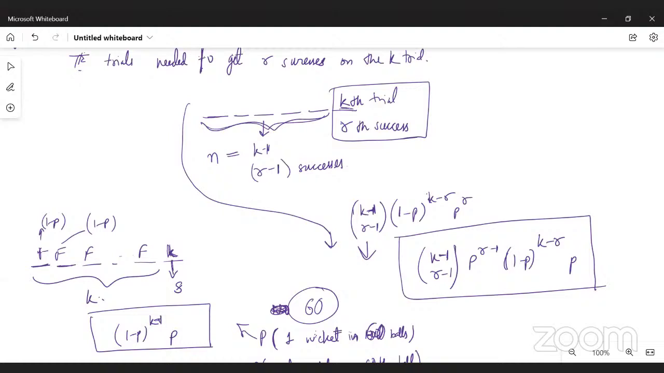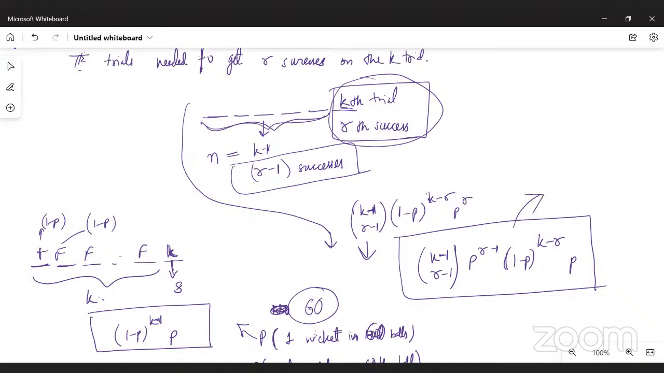So K minus 1 choose R minus 1, because R minus 1 successes should be there, and so K minus 1 trials. P to the power number of successes, that is R minus 1 in this case. 1 minus P to the power n minus K. So n is K minus 1, K is R minus 1, so K minus R. And the last trial was a success, so I'm just multiplying by P. So this is the probability distribution of negative binomial.